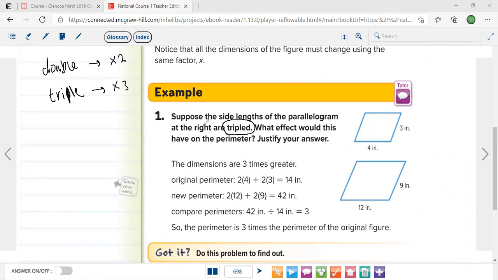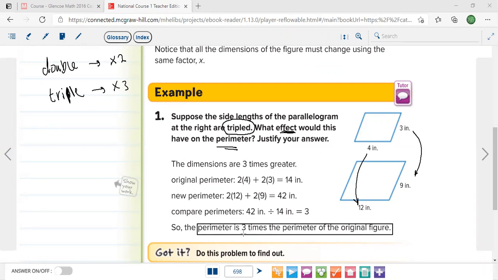Suppose the side lengths of the parallelogram at the right are treble, which means the 3 becomes 9 and the 4 becomes 12. What effect would this have on the perimeter? Means the perimeter also is multiplied by 3. The perimeter is 3 times the perimeter of the original figure.